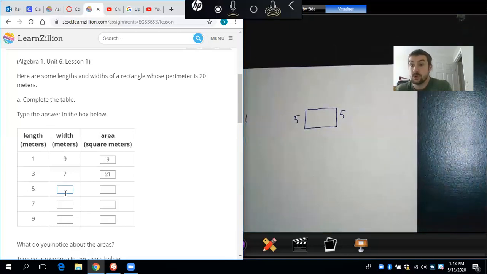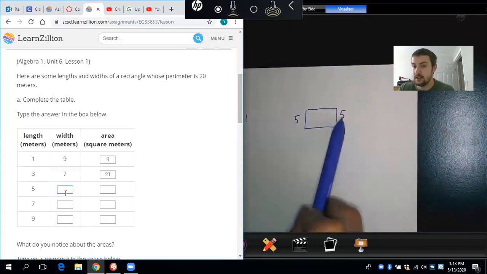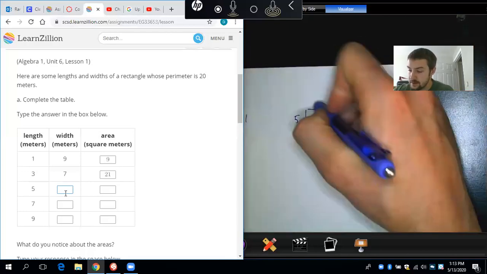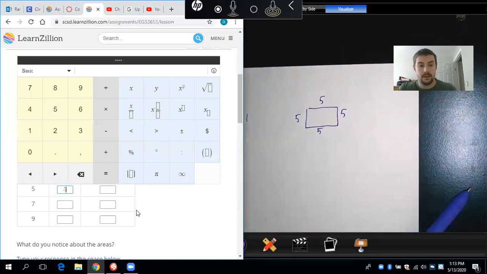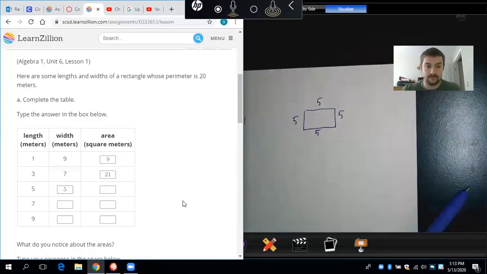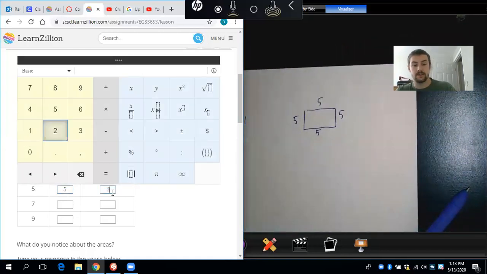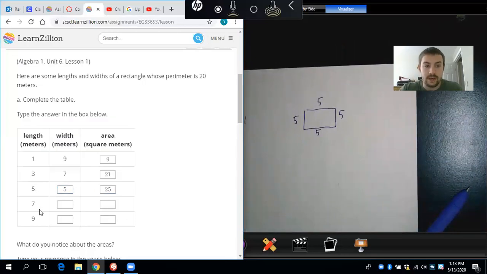Well, how much total space do I have? What's my perimeter? 20. Well, I'm using 10 already, which means I have 10 left, and both sides have to be the same. So I'm actually going to end up getting 5 as my width as well. I multiply those, I get 25. Okay, you guys can fill out this. You guys can pause this video if you need to. You guys can fill out this and figure out what that pattern is.